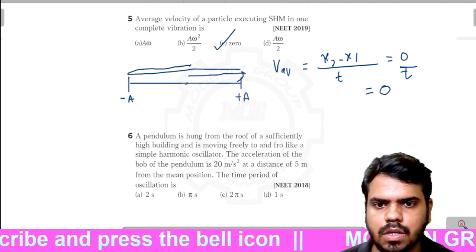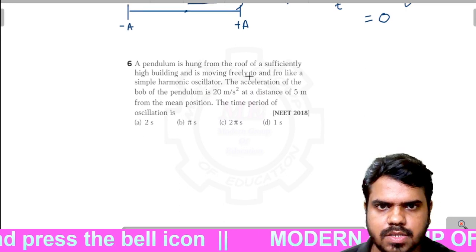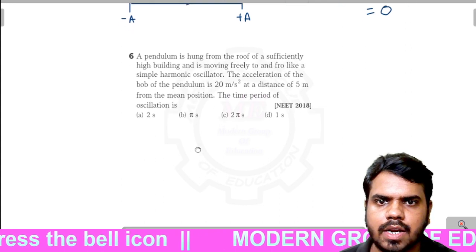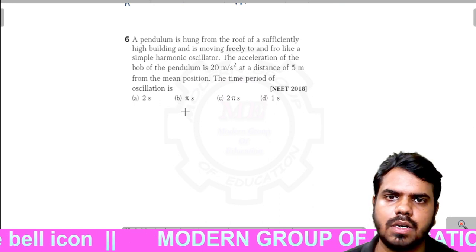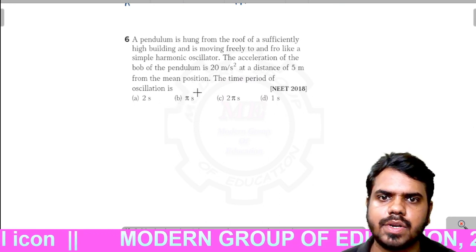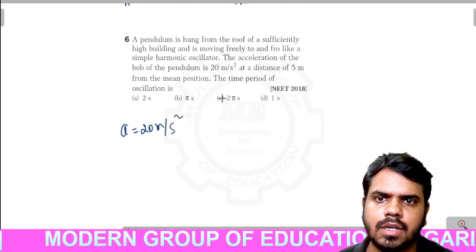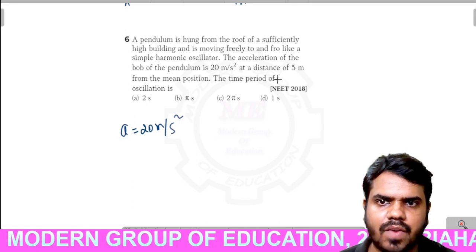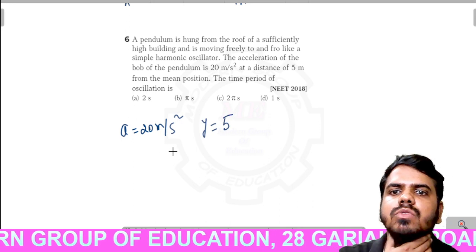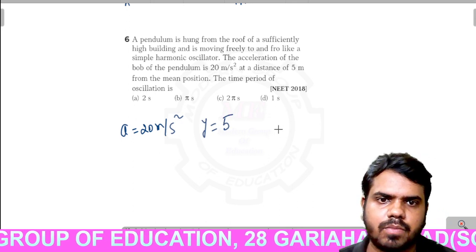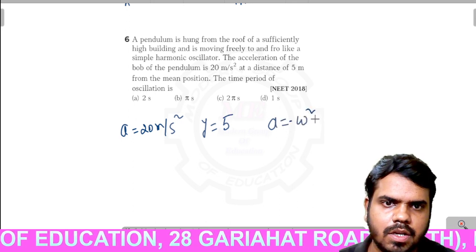Clear? Now coming to the 6th question. A pendulum is hung from the roof of a sufficiently high building and is moving freely to and fro like a simple harmonic oscillator. The acceleration of the bob of the pendulum is 20 meter per second square at a distance of 5 meter from the mean position. That means at y equal to 5, the acceleration is this; find the time period of the oscillation. So the formula of acceleration is minus omega square x, or minus omega square y.